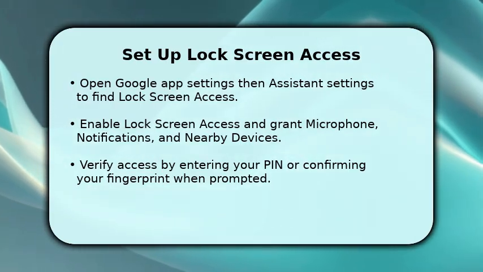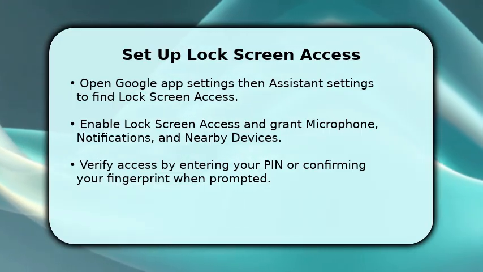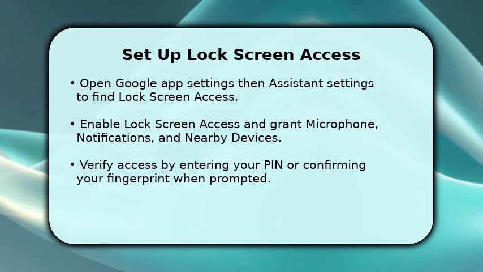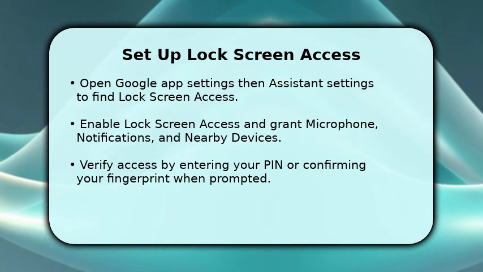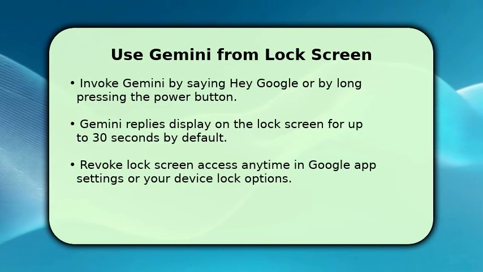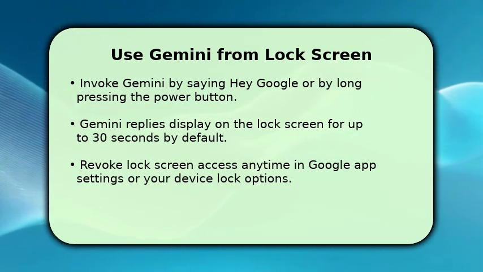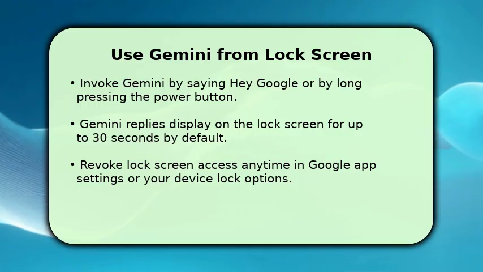Verify the change by entering your PIN or confirming your fingerprint when the system requests authentication. This verification step usually takes less than 2 minutes and secures Gemini. After enabling access, wake your screen and say "Hey Google" or long press the power button to invoke Gemini from the lock screen. Speak your request clearly and avoid sharing sensitive details since short replies appear on the lock screen.